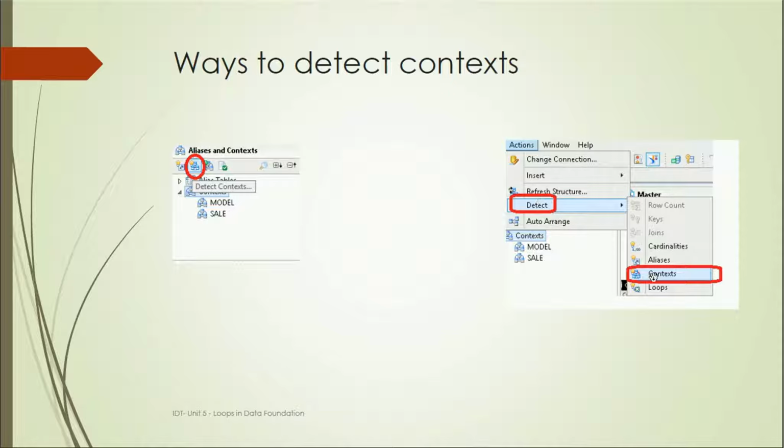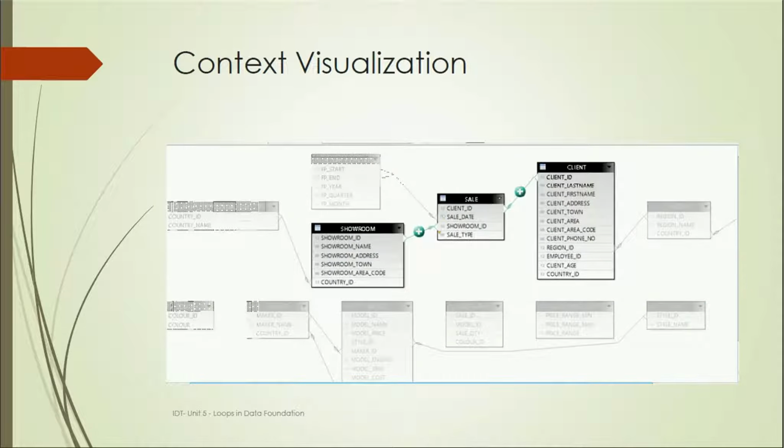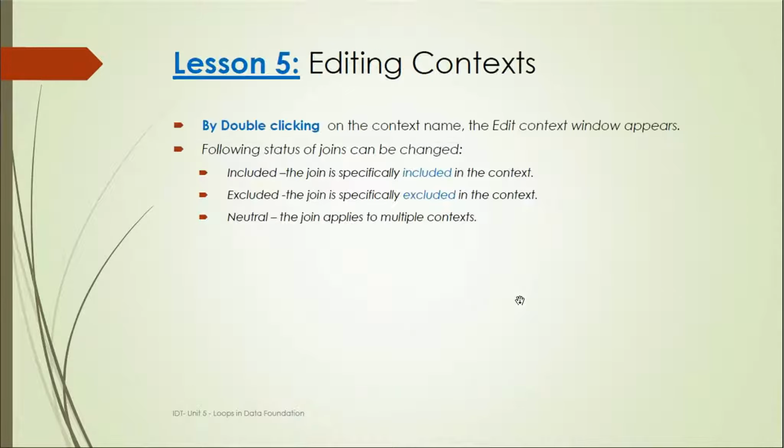Then from the file actions menu, you can detect context as well. So these are the two ways to detect the context. This is what the context visualization looks like. The context that has been specified will be highlighted, and the others will be disabled.